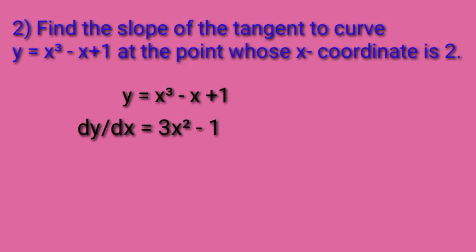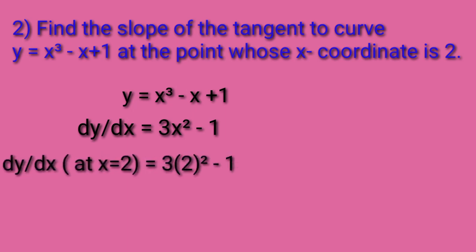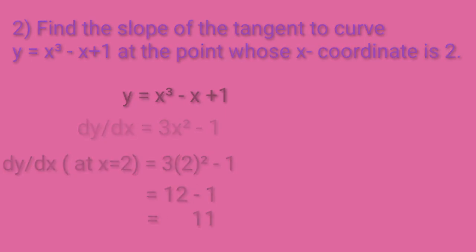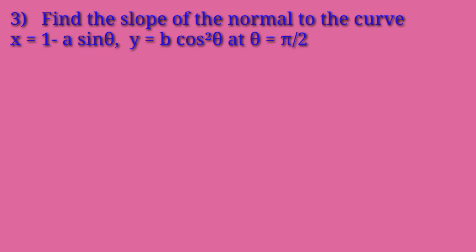Then you have to find the derivative or slope of the tangent to the curve at the point whose x coordinate is 2. That means put x is equal to 2. That means we have to find dy by dx at x is equal to 2, so we put 2 for x there. So it becomes 3 into 2 square minus 1. 3 into 2 square is 12. 12 minus 1 is equal to 11. Answer is 11.